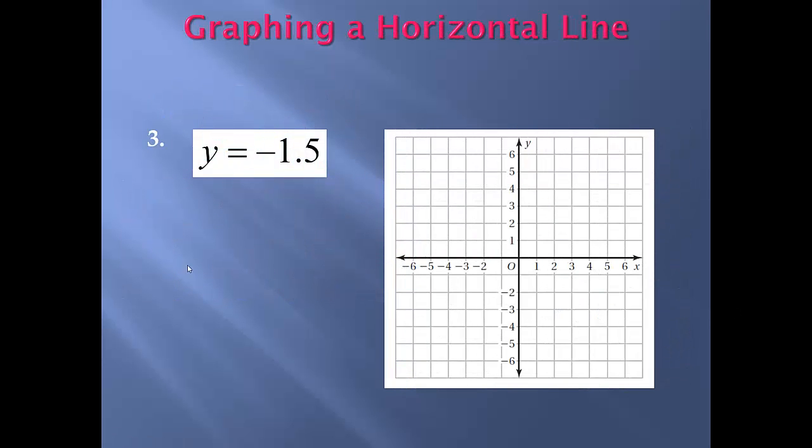Now we're going to graph a horizontal line. For our equation, we have y equals -1 and 5/10. So we need to go ahead and plot this point. So looking at our graph, we would go down to -1 and 5/10 on the y-axis, and we would plot that point. Next, we're going to go ahead and draw the horizontal line that would go through that point. This would be the graph for y equals -1 and 5/10.